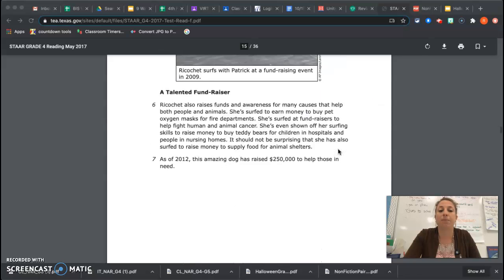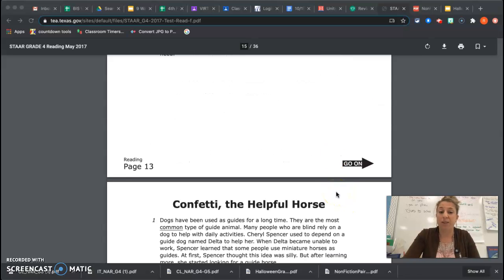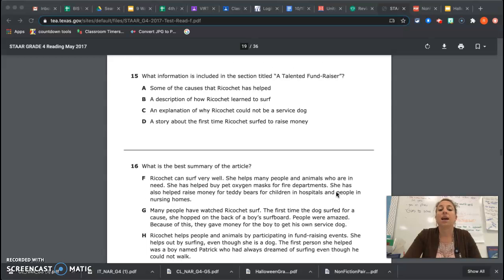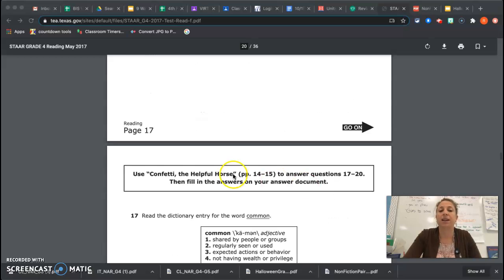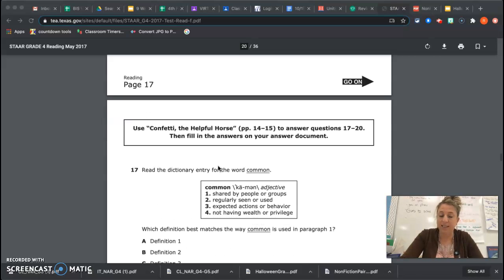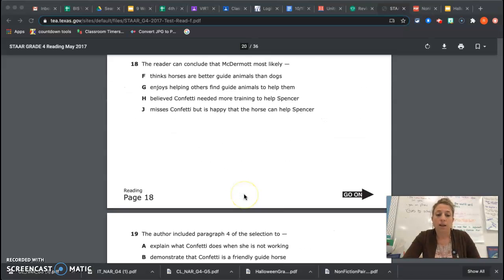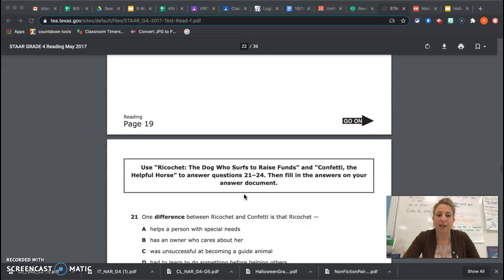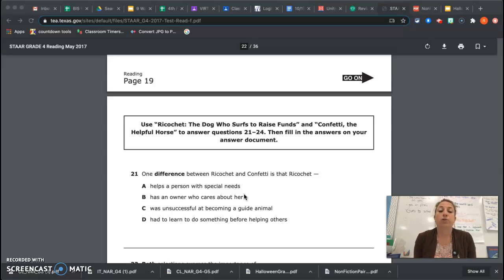I would go ahead and label Confetti with a 2 and then go find the questions. And you notice right here, use Confetti to answer questions 17 through 20. And I would label these with a 2. So I know these questions go with story 2. When you're done, you're going to see these directions. Use Ricochet and Confetti to answer questions 21 through 24.